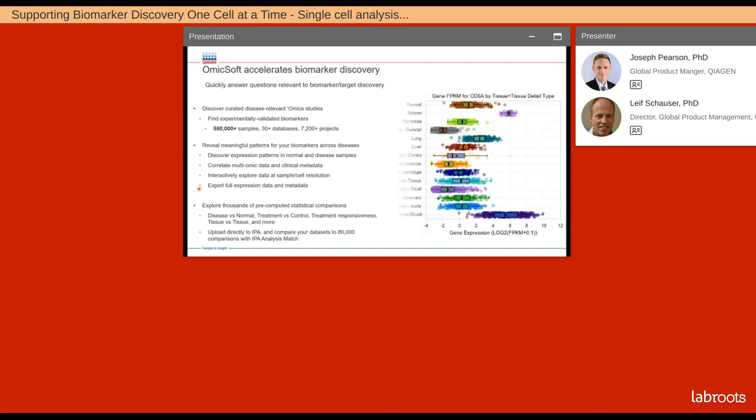Scientists can explore our huge repository to discover data sets relevant to their research, discover where their genes of interest are expressed across normal and disease samples. They can also explore mutation, copy number, gene dependency, and other multi-omic data, and discover where their genes are differentially expressed, and then use this information and upload directly into IPA to compare against other curated data sets to expand your search.